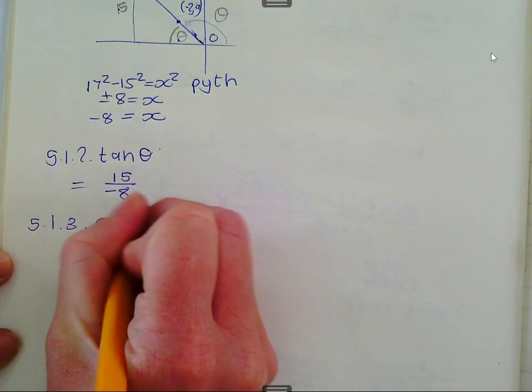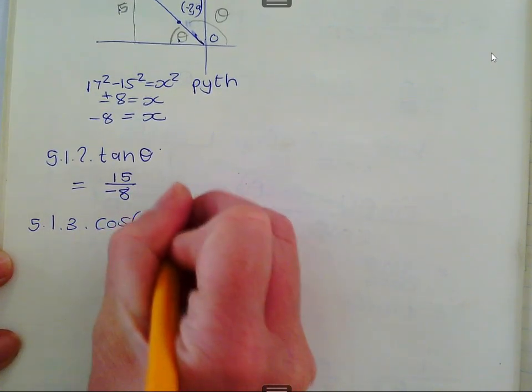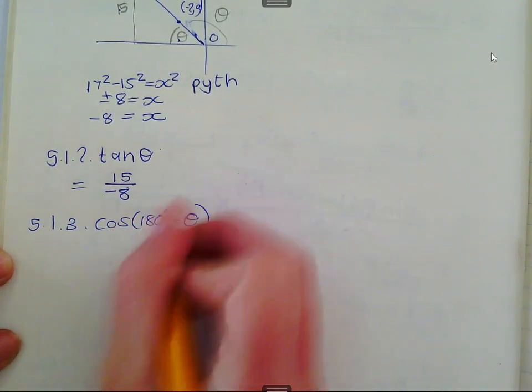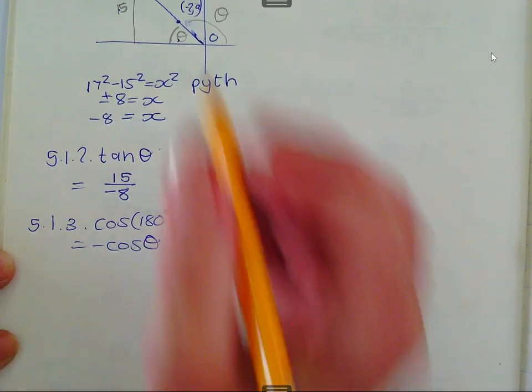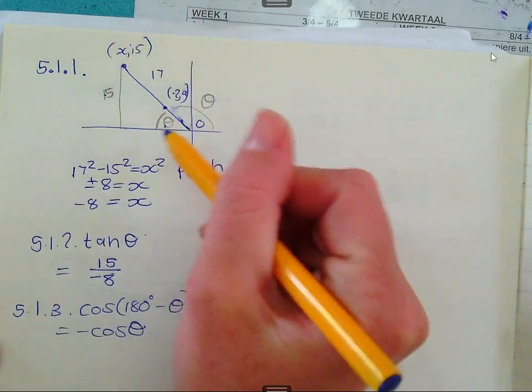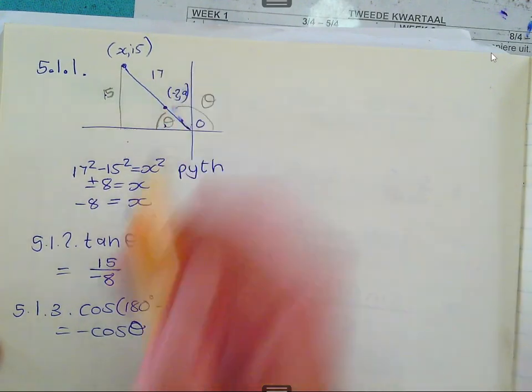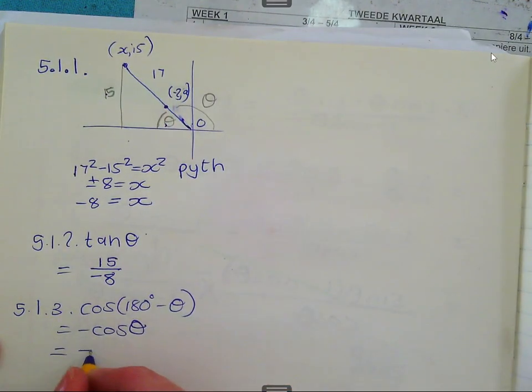Next up was the cos of 180 degrees minus theta. That puts me in the second quadrant, and that's negative cos theta. Cos is adjacent over hypotenuse, and therefore it's going to be negative 8 over 17, which gives me a positive 8 over 17.